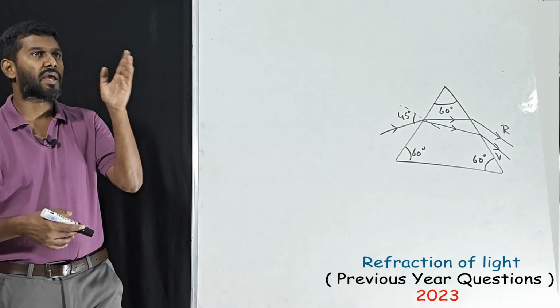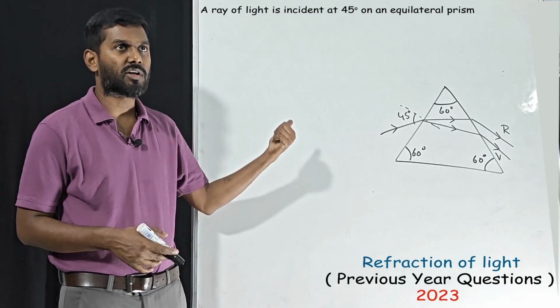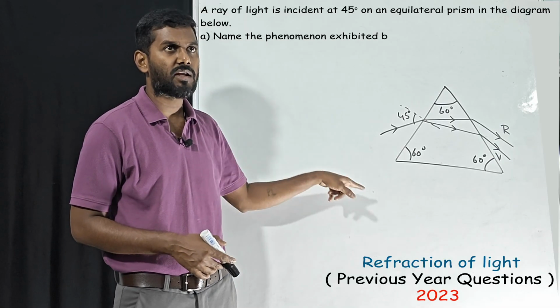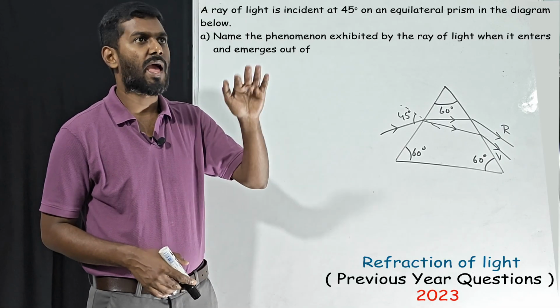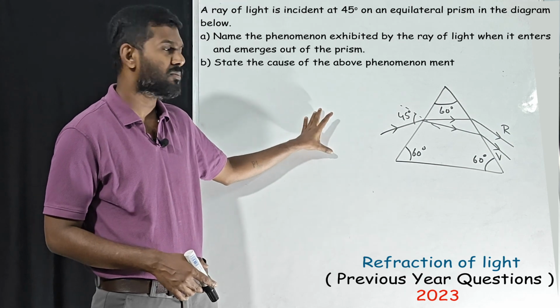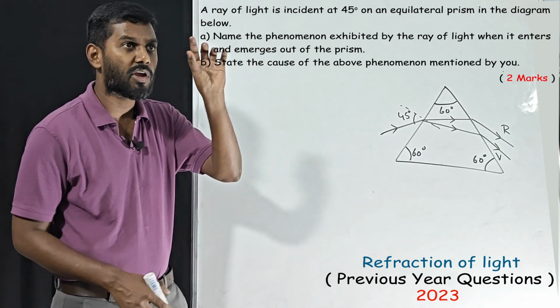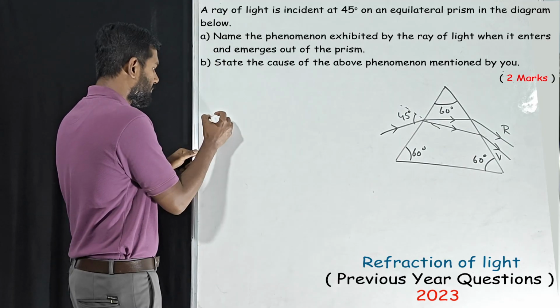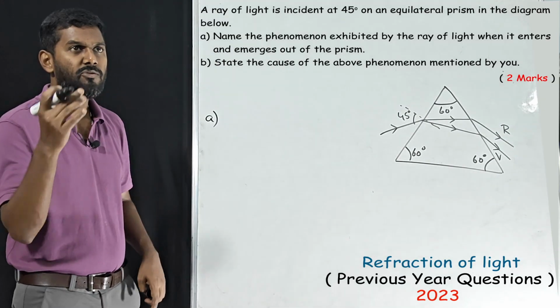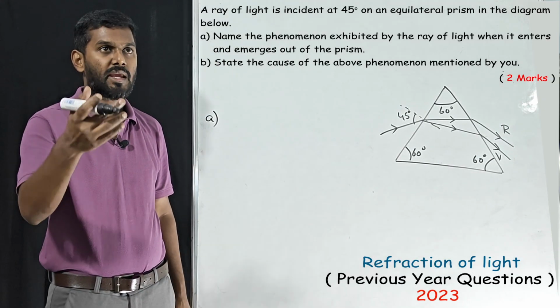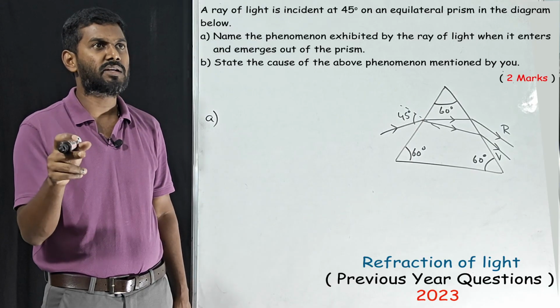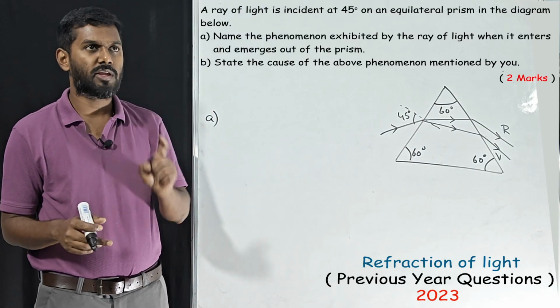Our next question: a ray of light is incident at 45 degrees on an equilateral prism as in the diagram below. This is the diagram. We are not going to complete anything because it is already completed. Now we are going to answer some questions. Name the phenomenon exhibited by the ray of light when it enters and emerges out of the prism.